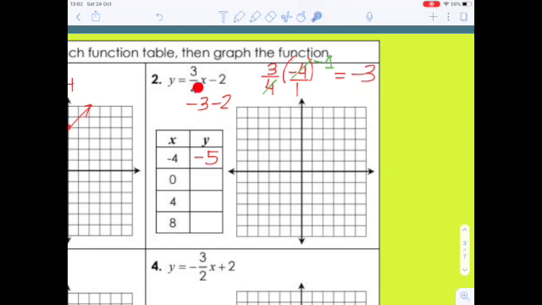Plugging in 0. 0 is always the best thing to plug in, right? Because 3/4 times 0 is simply 0. This whole term disappears. And then I'm going to have 0 minus 2, which is simply -2.